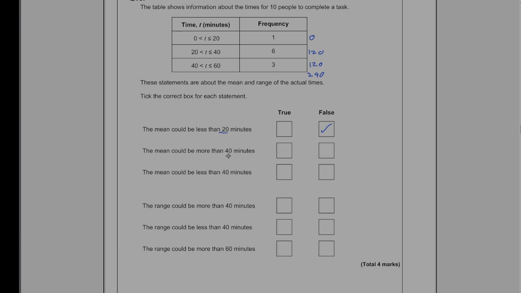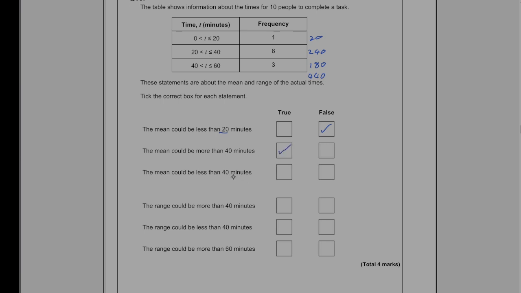The mean could be more than 40 minutes. Well, I'm certain that that one's going to be true. But again, if I talk about the maximum that the mean could be, so the maximum we could have is 20 there. 6 lots of 40 would be 240. And then 3 lots of 60 would be 180, which would give us 200, 400, 440. So the maximum the mean could be 440. So yes, it could be more than 40.